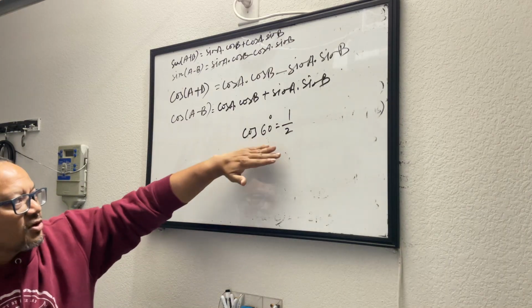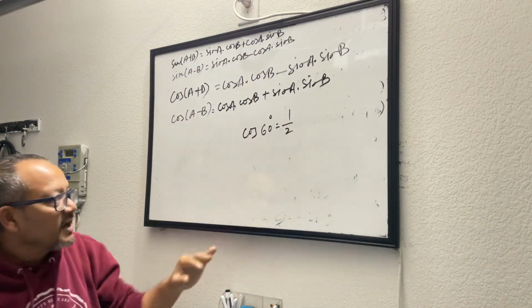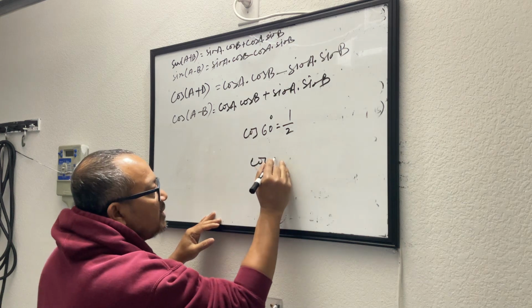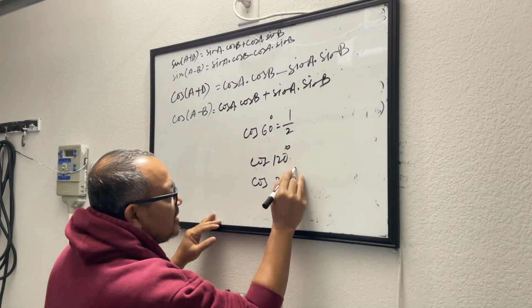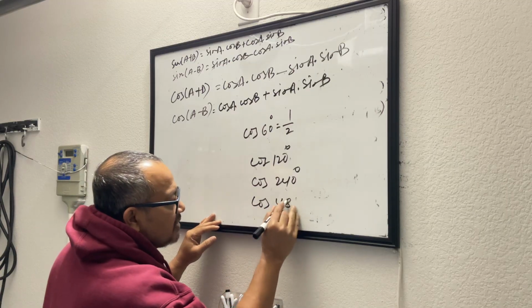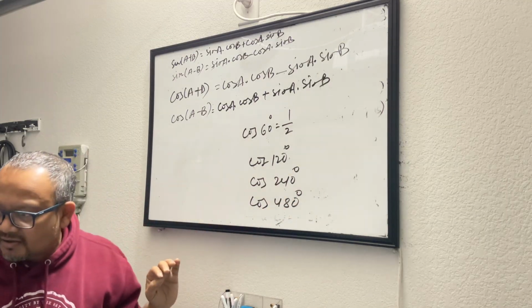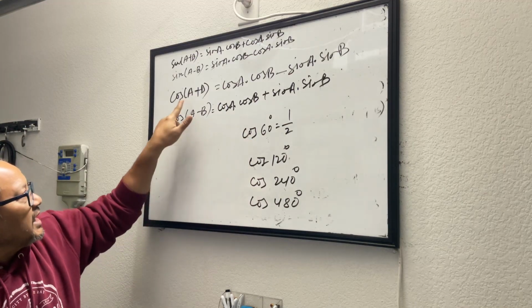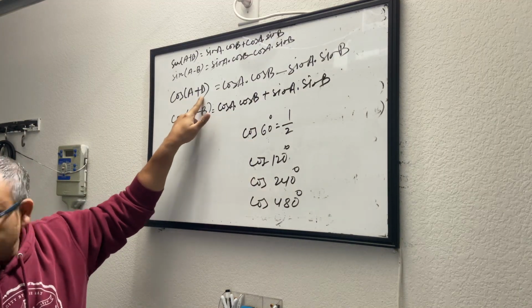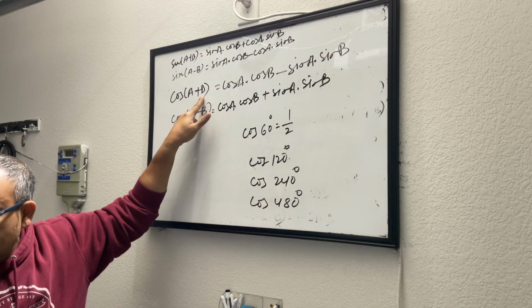But if we know cos of 60 is 1 by 2, we can find out the value of cos of 120, cos of 240, cos of 480 also without worrying about it. And you will say how? See my A and B, I can replace it with 60 and 60. My A and B both can be 60.